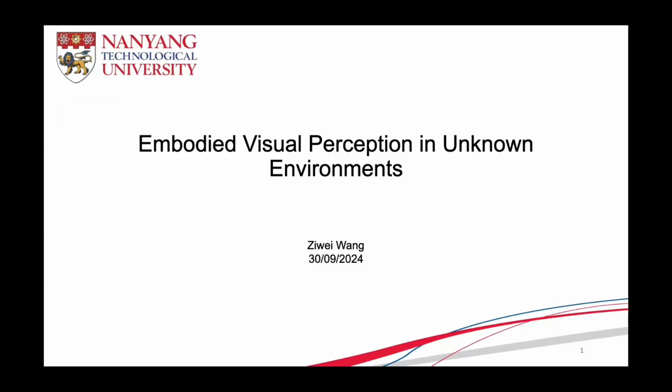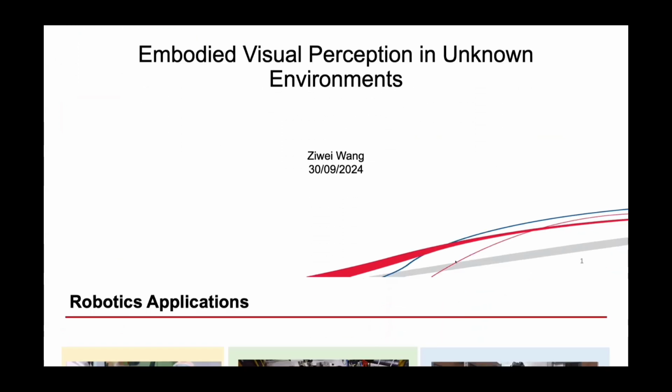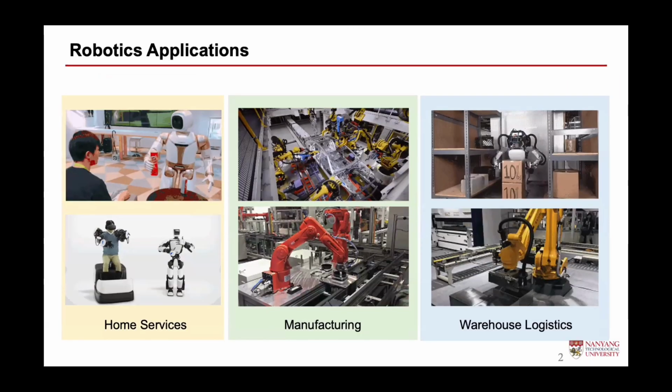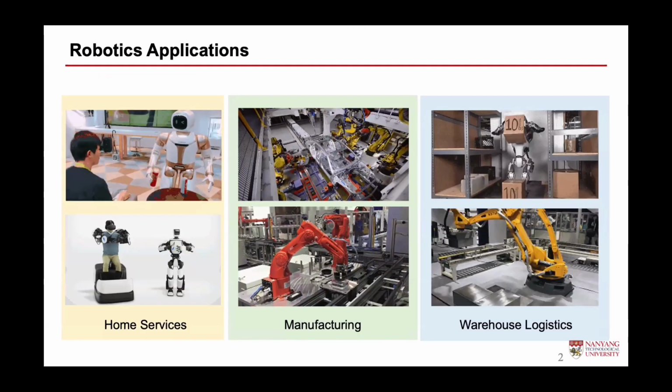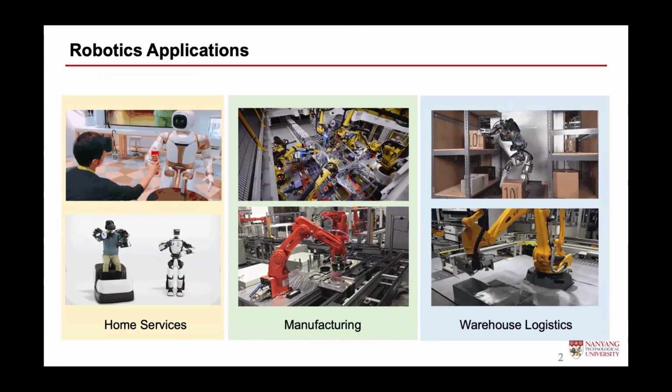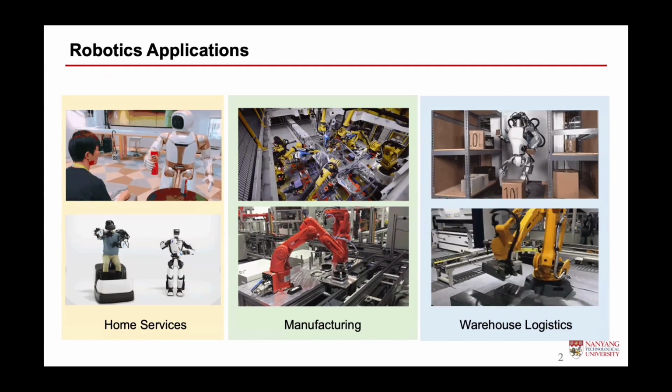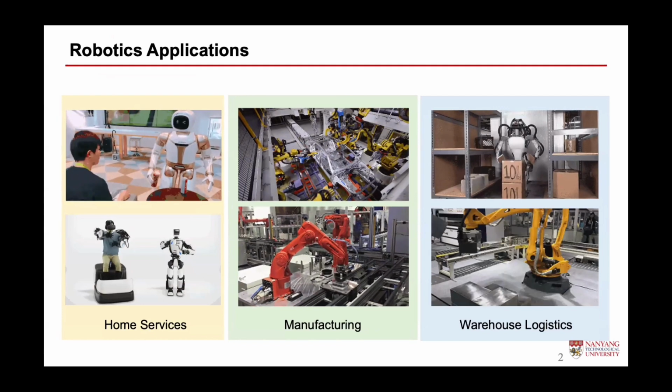I'm Ziwei Wang from Nanyang Technological University, and my research focuses on embodied AI and robotics. Today, I'm very glad to introduce one important topic in embodied AI, which is embodied visual perception in unknown environments. As we know, robots have been applied in many applications, such as home services, manufacturing, and warehouse logistics, with very high generalization ability.